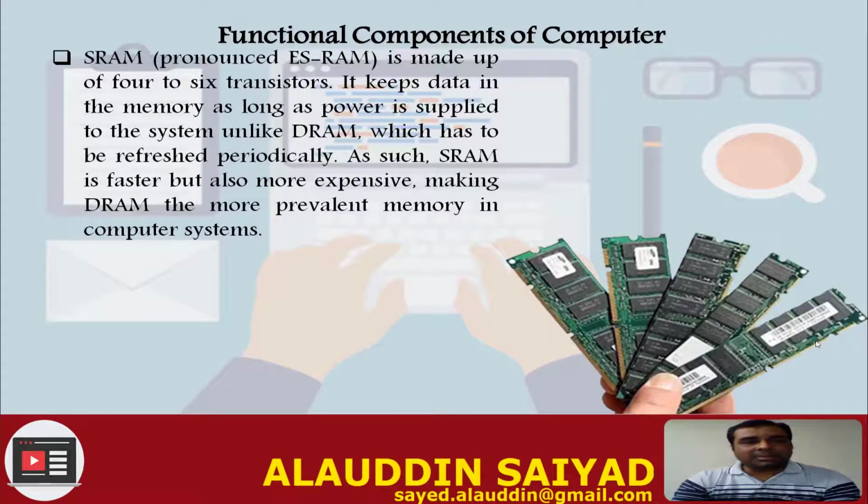The SRAM, on the other hand, pronounced as S-RAM, is made up of 4 to 6 transistors. It keeps data in the memory as long as power is supplied to the system, unlike DRAM, which has to be refreshed periodically. As such, SRAM is faster but more expensive, making DRAM the more prevalent memory in the computer system.